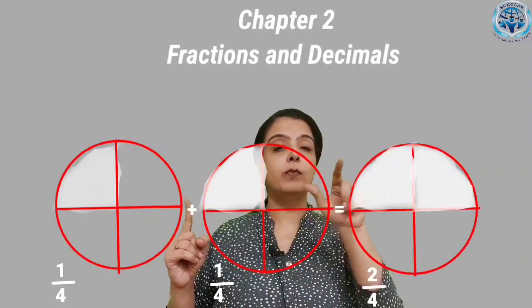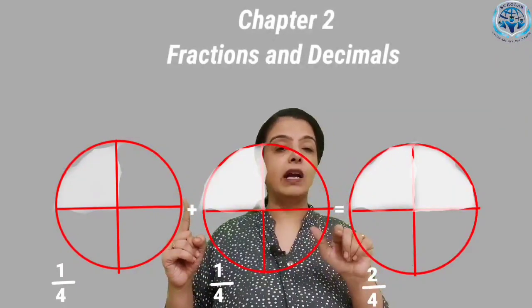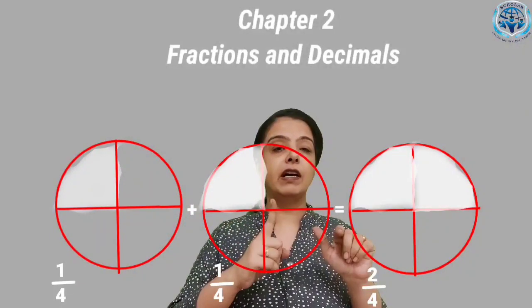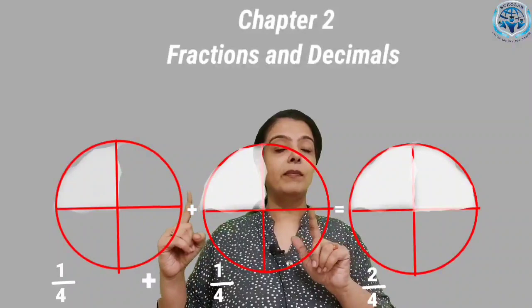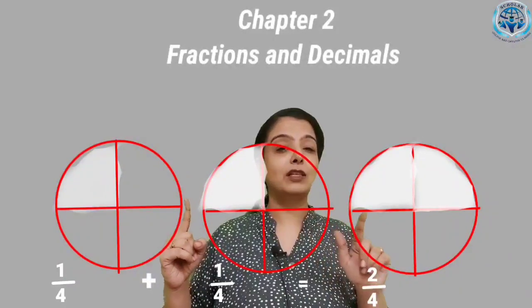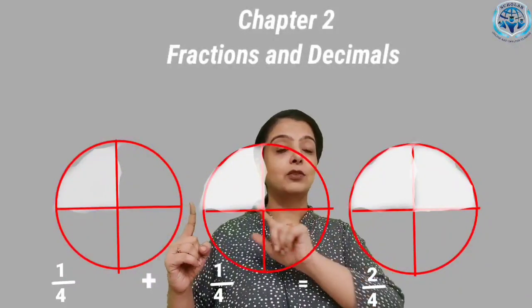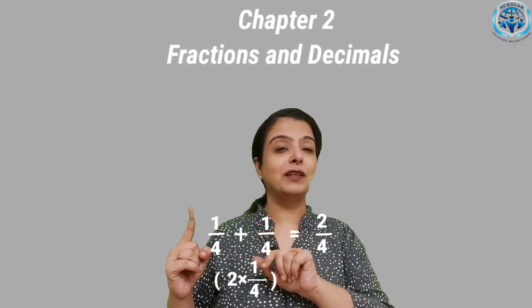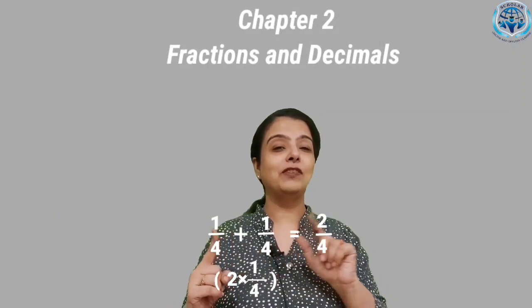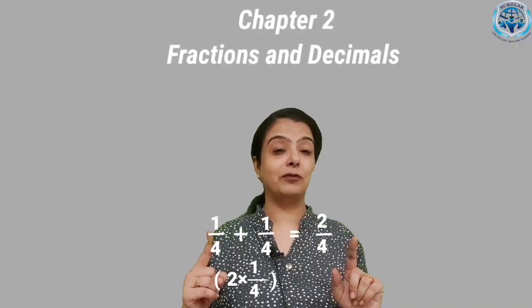Now in this whole, 2 parts are shaded. That means 2 by 4. 1 by 4, 1 by 4, 2 by 4. That means 1 by 4 plus 1 by 4 is equal to 2 by 4. So we can write 1 by 4 plus 1 by 4 as 2 into 1 by 4. That means 2 into 1 by 4 is equal to 2 by 4.